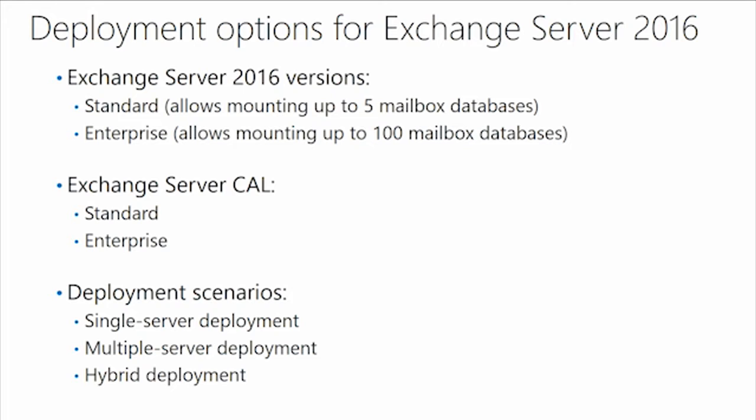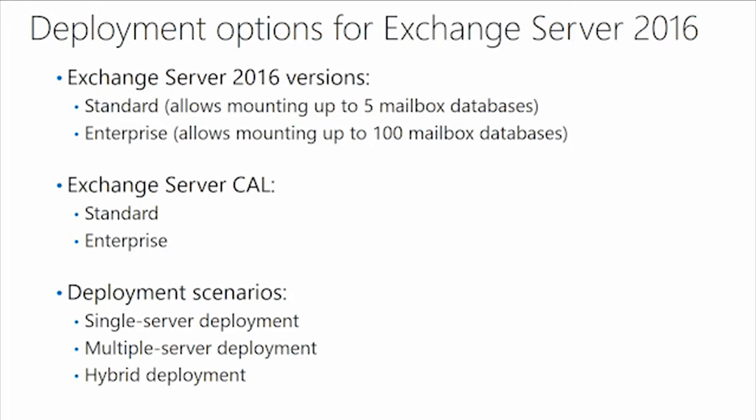When you deploy Exchange Server, there's really two versions of Exchange, and this has been the case ever since Exchange 4 and Exchange 5.0. You had these two editions of Exchange. Standard Edition is for small organizations that want to just mount 5 databases. And those 5 databases can be part of a DAG. So you don't need the enterprise version, but you can still make it a database availability group.